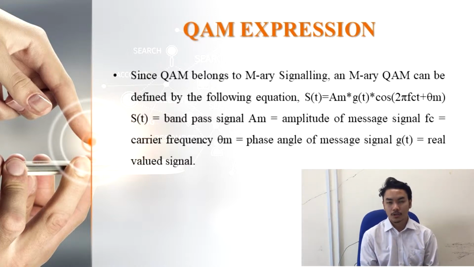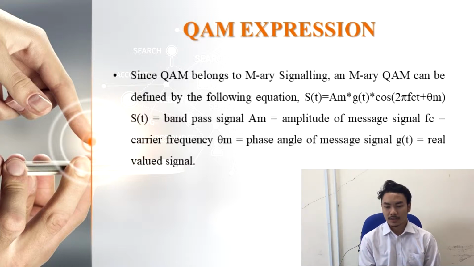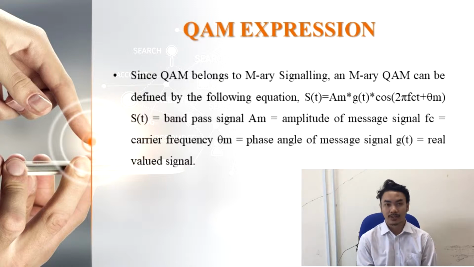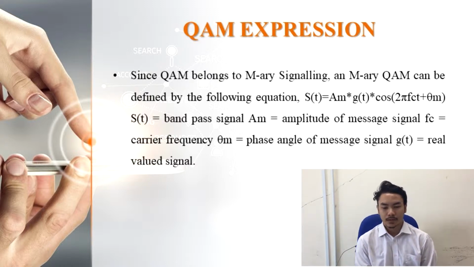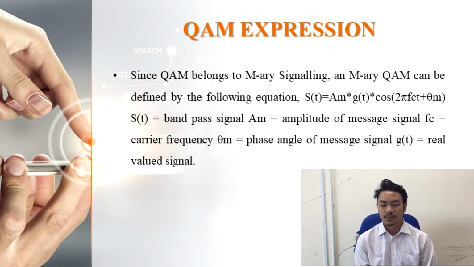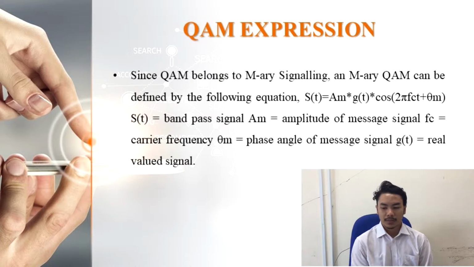So for the QAM expression, since QAM belongs to M-ary signaling, M-ary QAM can be defined by the following equation: s(t) = Am g(t) cos(2πfct + θm), where s(t) stands for band pass signal, Am stands for amplitude of message signal, fc stands for carrier frequency, θm stands for phase angle of message signal, and g(t) stands for real value signal.